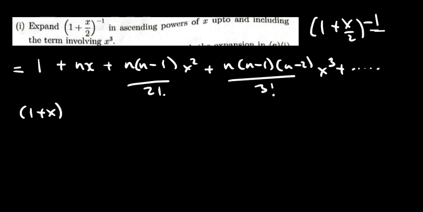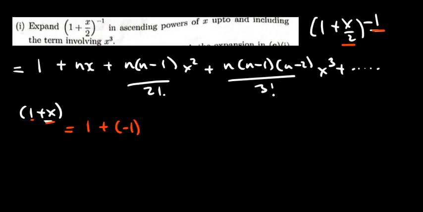So x in this question is x over 2. So I always have to have 1 plus x like that in order to use this form. So I already have that, so I just replace here. I'll get 1 plus, and my n is negative 1 in this case, because it's negative 1.